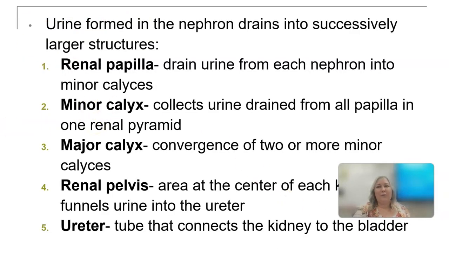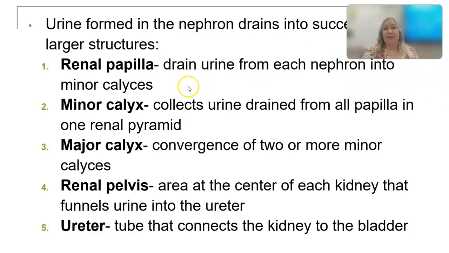The urine is formed in those nephrons, and we'll talk more about this specific structure of the nephron in a few slides. But as it is produced, it's going to drain into successively larger structures. As we go through each of these structures, we will go back to that original picture and label them, so hopefully they make a little more sense. First is the renal papilla. A single papilla will drain each nephron into the minor calyx, and the minor calyx is kind of a cup at the point of each of those renal pyramids.